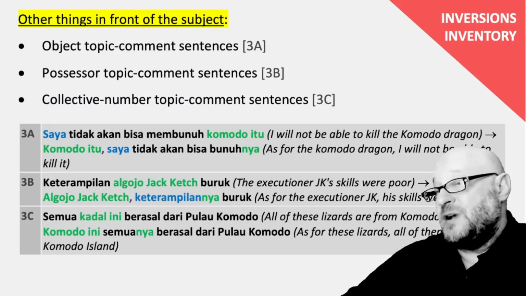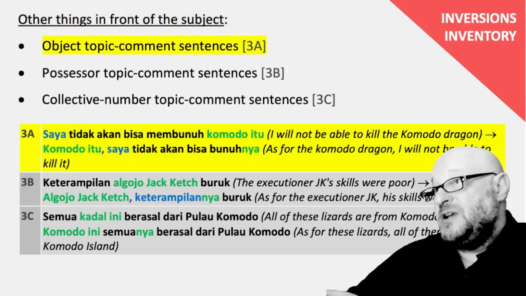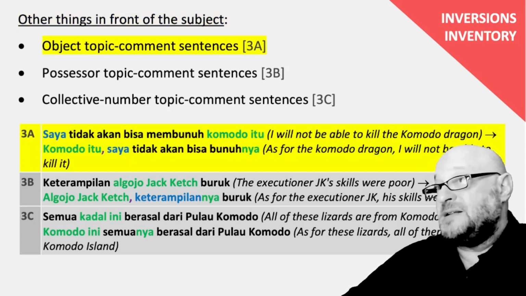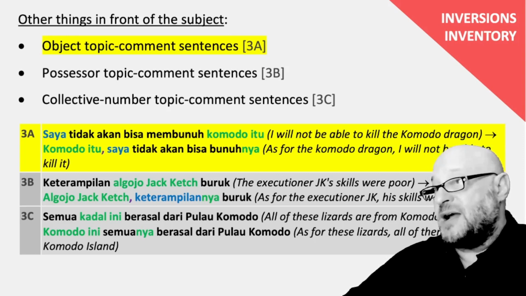Other things in front of the subject. Object topic comment sentences, 3a. Saya tidak akan bisa membunuh Komodo itu. I will not be able to kill the Komodo dragon can be reworked as a topic comment sentence as Komodo itu, saya tidak akan bisa membunuhnya. As for that Komodo dragon, I will not be able to kill it.